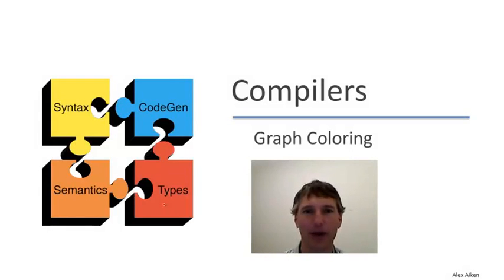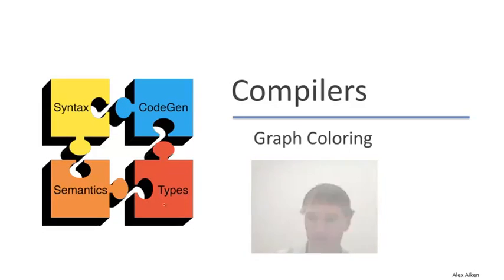In this video, we are going to continue our discussion of register interference graphs and talk about how to use RIGs to come up with register assignments for procedures. And we're going to look at one particular technique that's popular called graph coloring.